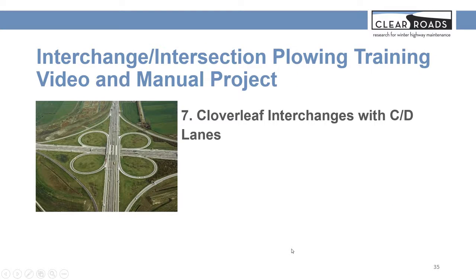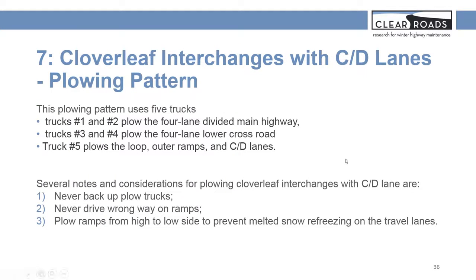Number 7 is a cloverleaf interchange with city lanes. This will be more complicated. So here we use 5 trucks. Trucks 1 and 2 plow the main highway. Trucks number 3 and number 4 plow the lower crossroad, and truck number 5 takes over all the loops, ramps, and city lanes.